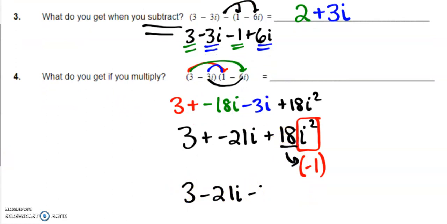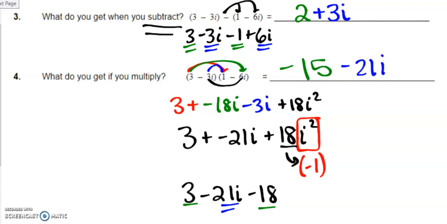18 times -1 gives me -18. Now combine my real parts. 3 minus 18 is -15. And my imaginary part, which is -21i. All right, that's your page all about complex numbers.